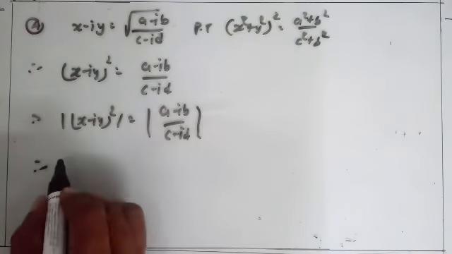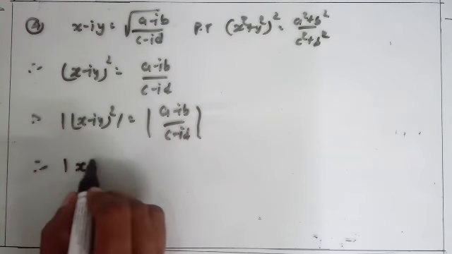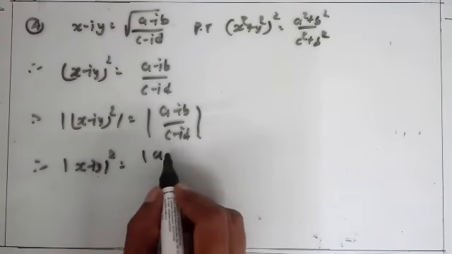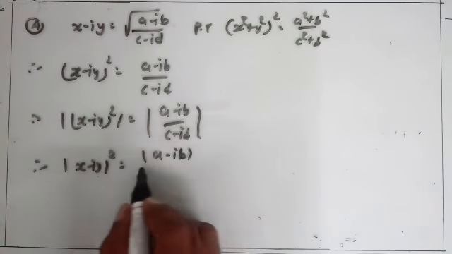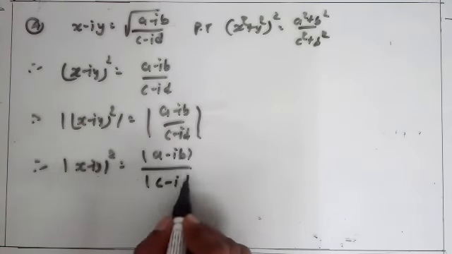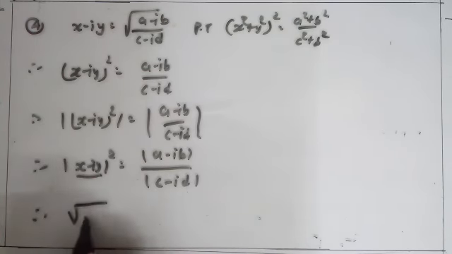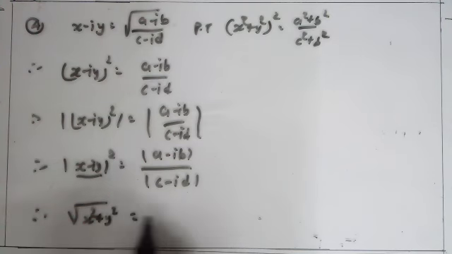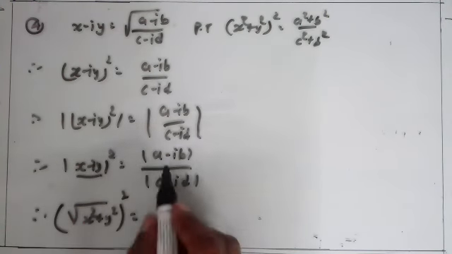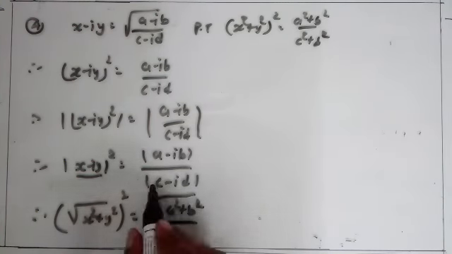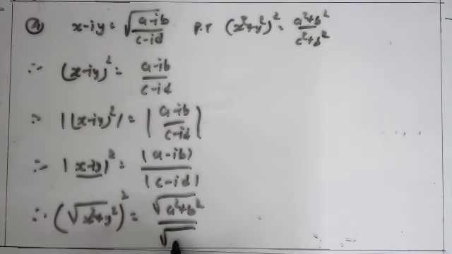Therefore, take the square outside of the magnitude: mod of (a minus ib) over (c minus id), all raised to 2. Apply magnitude to both numerator and denominator. We get magnitude of a minus ib upon mod of c minus id. We know that the modulus of x plus iy is root of x square plus y square. So the magnitude of the numerator is root of a square plus b square, upon the magnitude of the denominator, root of c square plus d square.